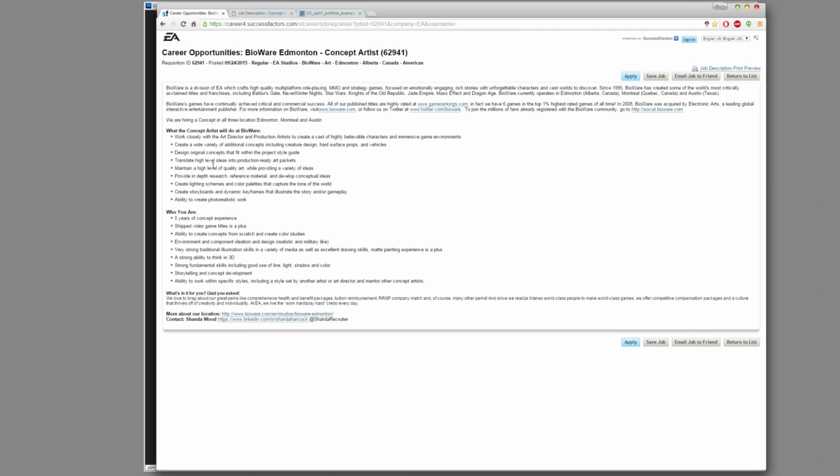Okay, next, translate high-level ideas into production-ready art packets. We just talked about this: high-level ideas generally break down to epic paintings and establishing things. Once you do those high-level ideas, they want you to translate that into production-ready art packets. That's orthos and line art and things like that. That's a required skill right on their website. So if you don't have that in your portfolio, they might not like it.